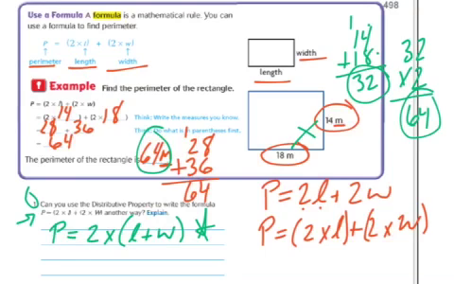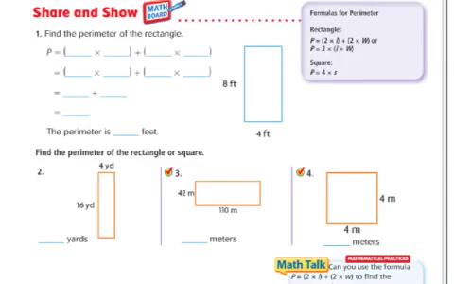I can use this as my formula as well as this or this. You have options of which formula you like better. But I want you to start using this formula and not just adding all those numbers around. So pick a formula that you like, whether it's this version here or either of these two versions, and stick with that throughout the rest of this chapter. Let's take a look at some practice.